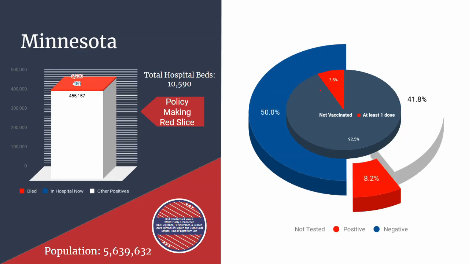Minnesota, they vaccinated 7.5% of their population. Their negative tests are at about 50%, which is kind of an odd number in comparison to everybody else. Their positive test rate is at 8.2%. They had 6,200 people die, 420 are hospitalized right now, and they have over 10,000 beds.